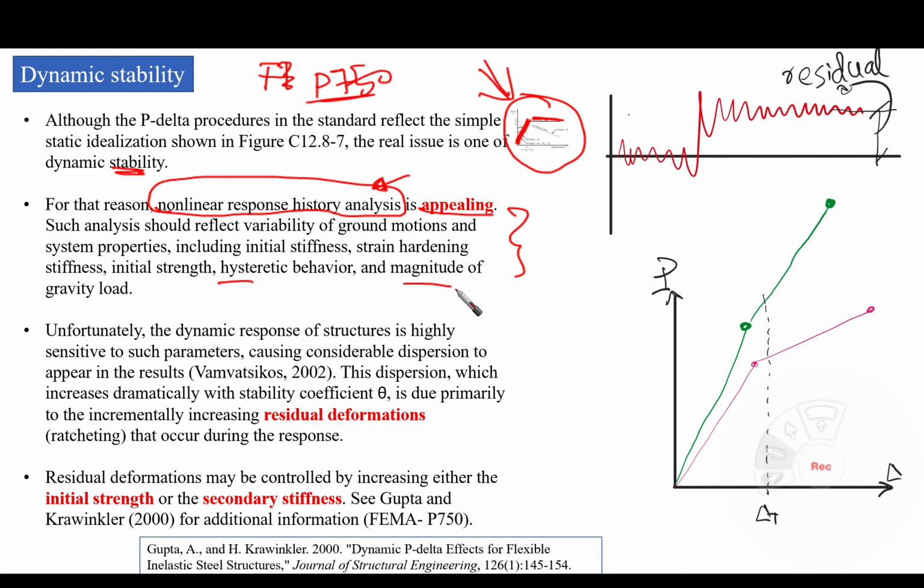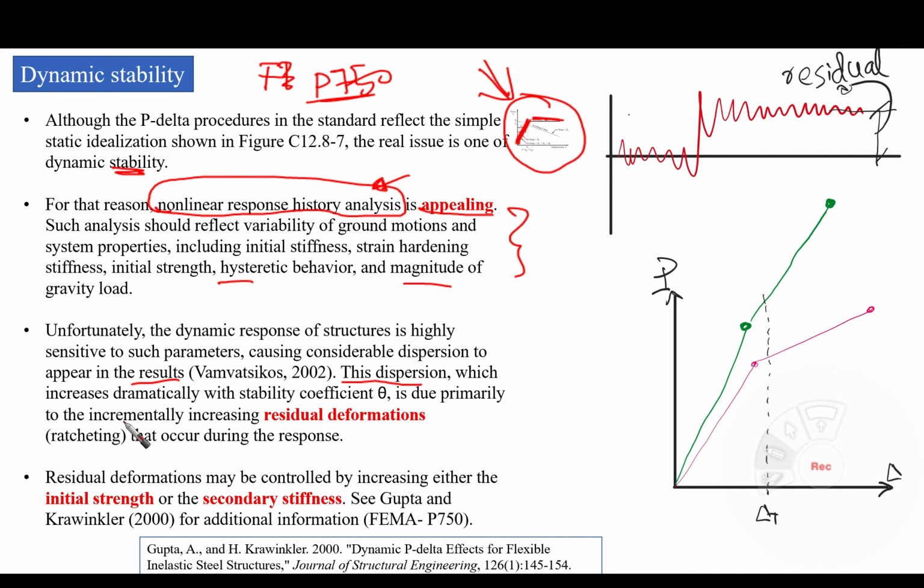Unfortunately, the dynamic response of the structure is highly sensitive, as I said, to such parameters, causing considerable dispersion to appear in the results. This means that you can run two analyses with different time history records, and they are going to give you totally different forces and drifts. So what should you do here? There is a dispersion that is going to be there in the results.